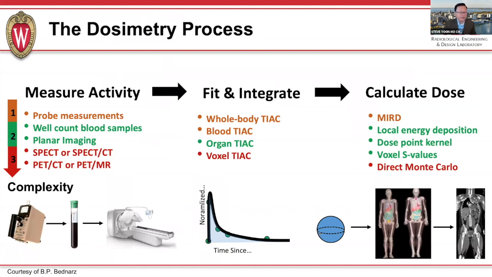And how this is done, and this slide is courtesy of Brian Bednar, who heads our dosimetry program here at UW from the Med Physics department, is we measure the activity by different imaging modalities, usually by SPECT CT, but we can potentially do it with PET CT. Then we delineate all the organs, basically draw a region of interest around the specific organs or tumors, and calculate the dose that's deposited in those areas over a period of time.